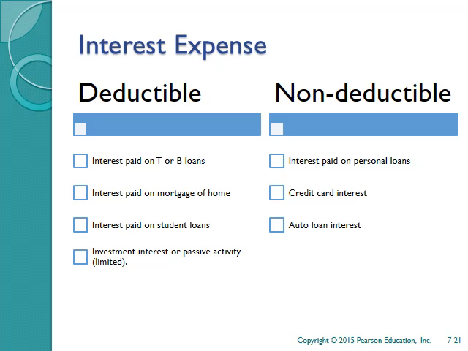Here again, just a visual representation of the breakdown of which types of interest expense are deductible versus which are not deductible. I think most of you probably know that credit card interest and auto loan interest, of course, are not deductible. Same with interest paid on personal loans. Interest paid on trade or business loans, of course, would be deductible on Schedule C or on the partnership forms. Interest paid on the mortgage of a home, of course, everyone hears about the mortgage interest expense deduction.